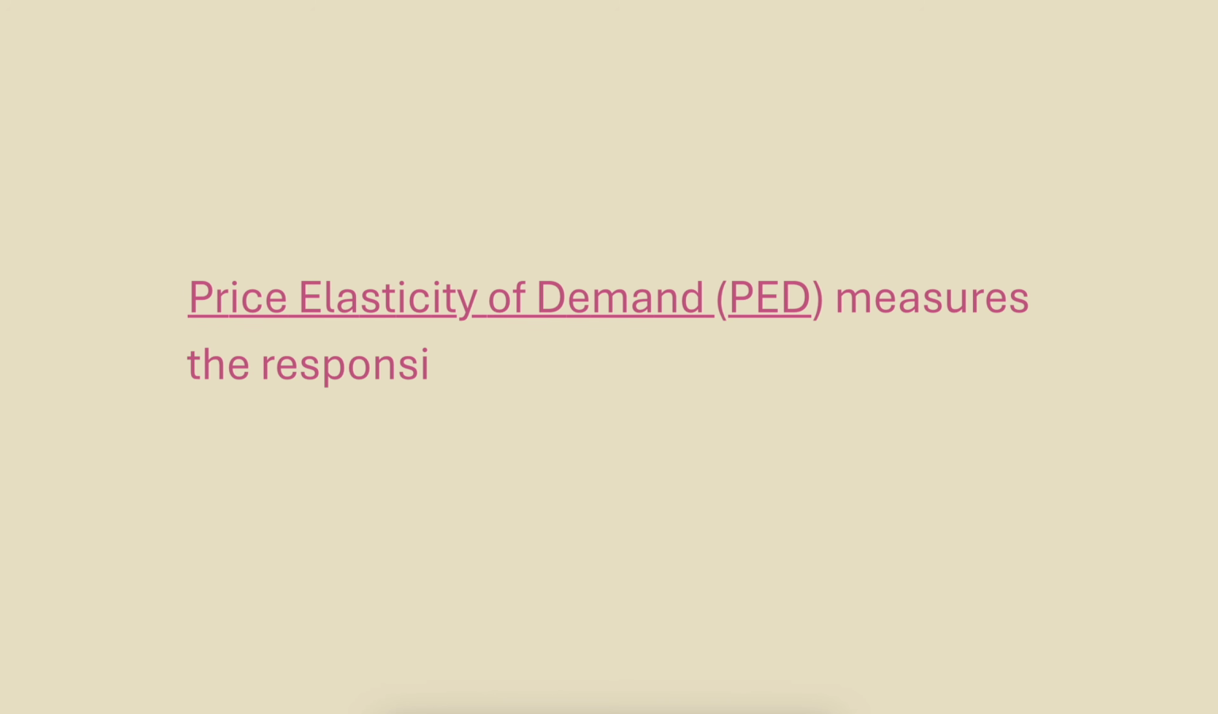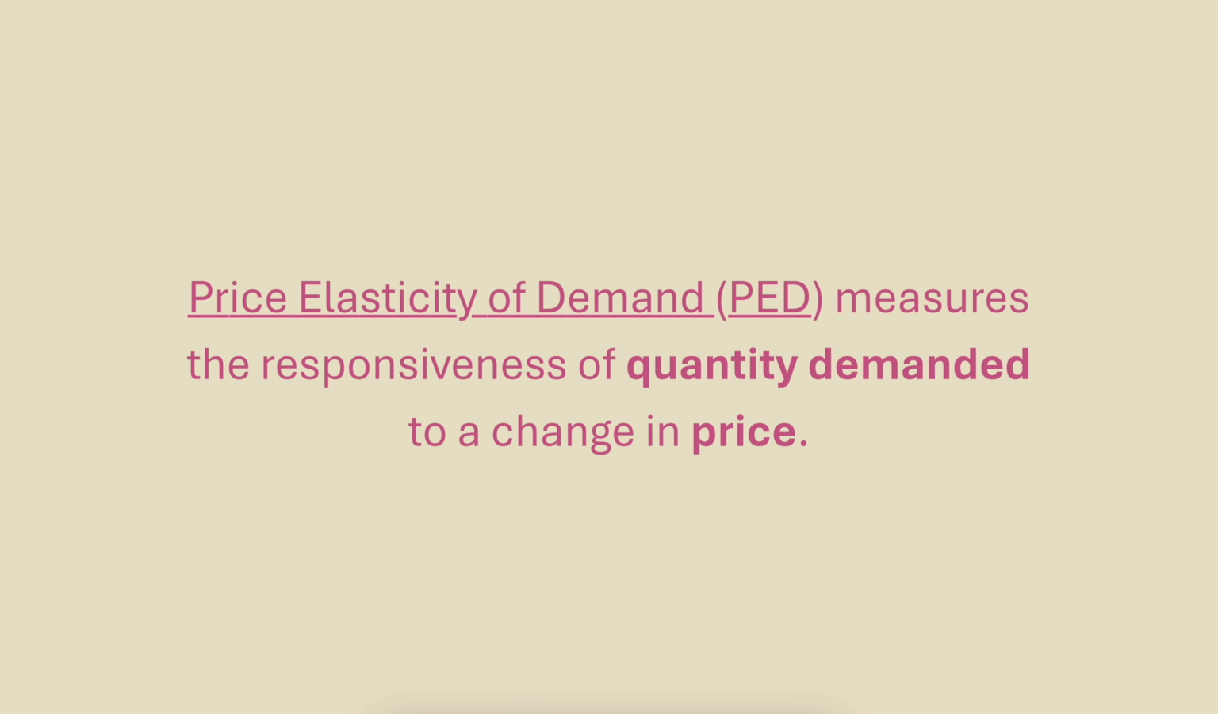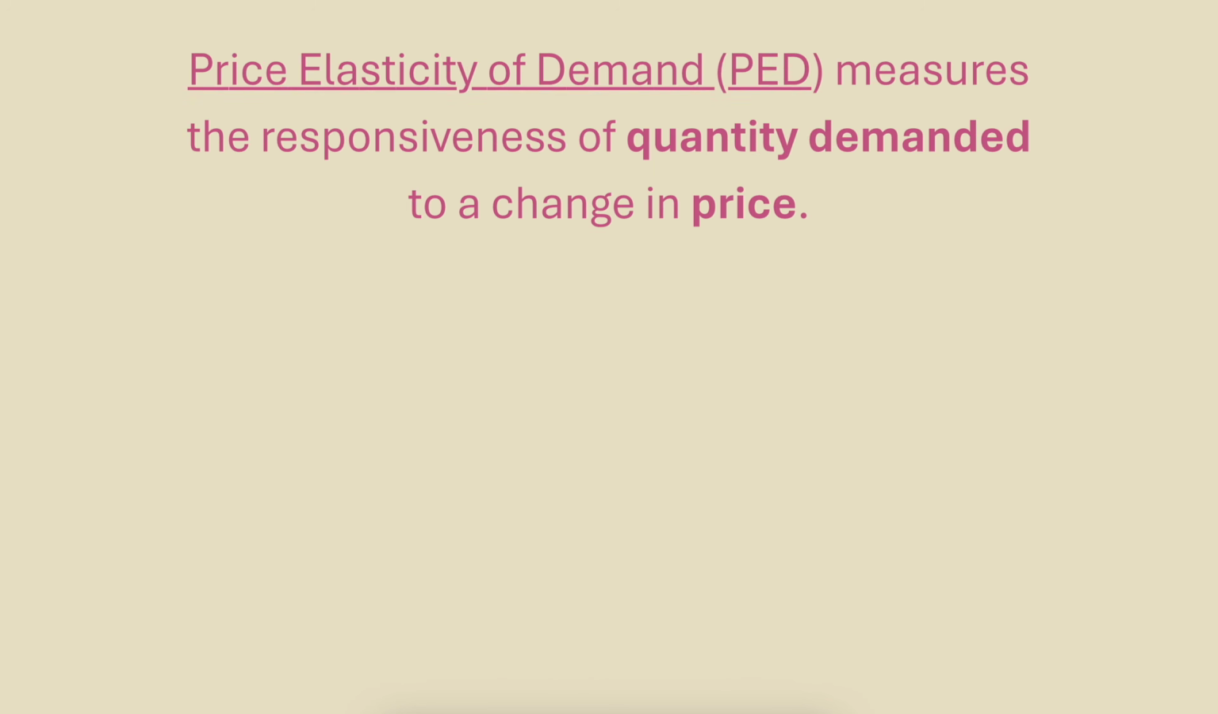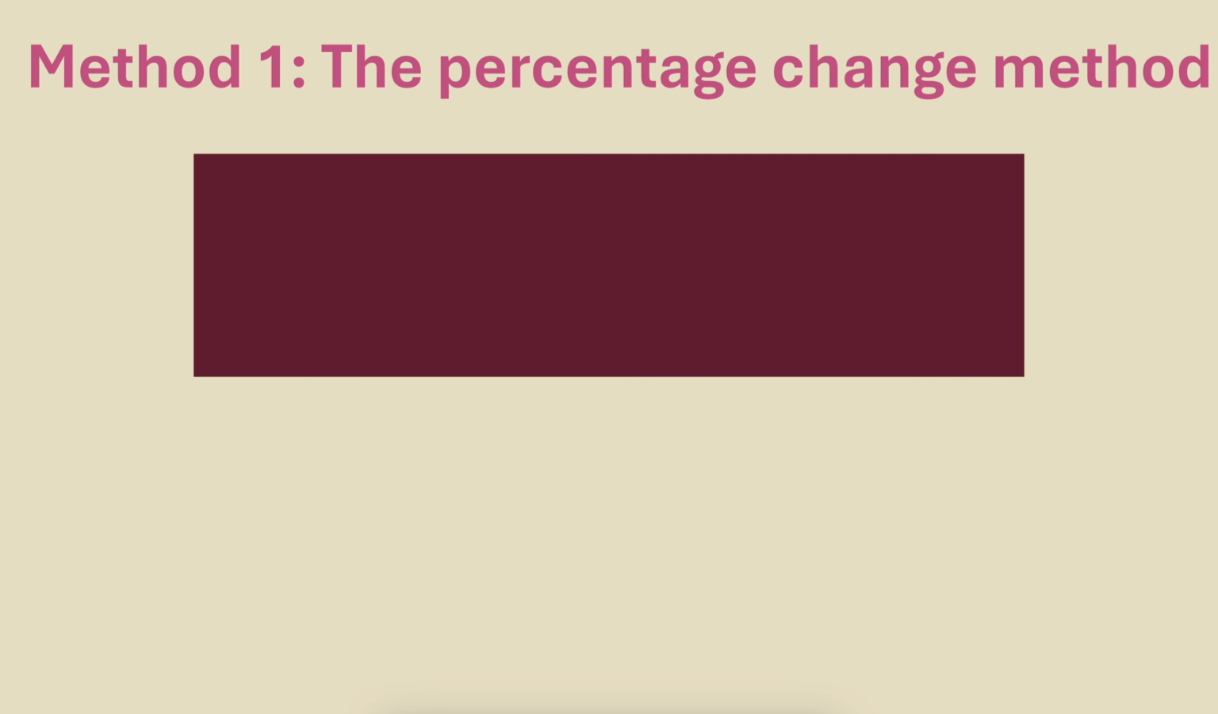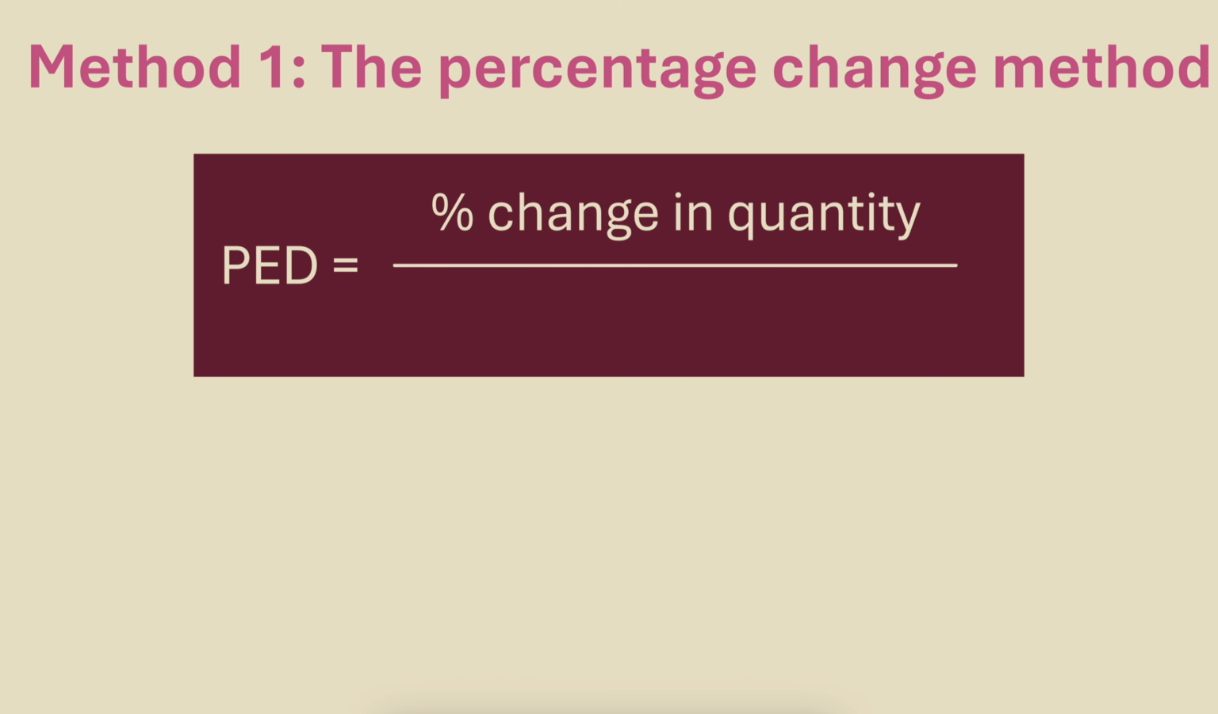Price elasticity of demand, or PED, measures the responsiveness of quantity demanded to a change in price. It tells us if the price of something changes, how much will the quantity decrease by? To figure this out, we simply use a formula. There are two main formulae, but check in with your teacher to make sure you use the one they want you to use. The first method is called the percentage change method. The formula is PED equals the percentage change in quantity over or divided by the percentage change in price.